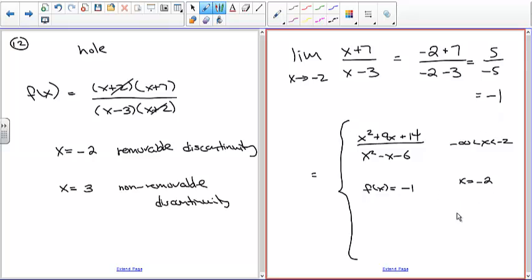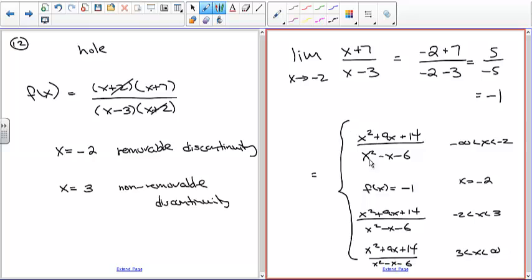at x equals -2, then you go from -2 to the non-removable discontinuity, and you write out the function again. And then finally you go from 3 to positive infinity. So the function is not defined at x equals 3, so you can't remove that discontinuity. So that's what you should have had.